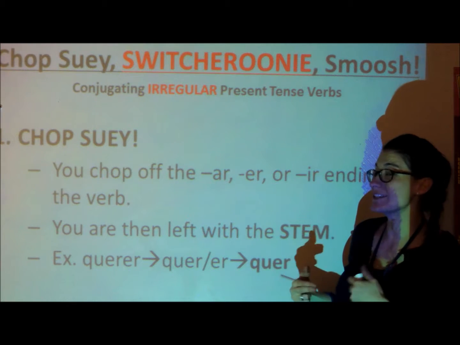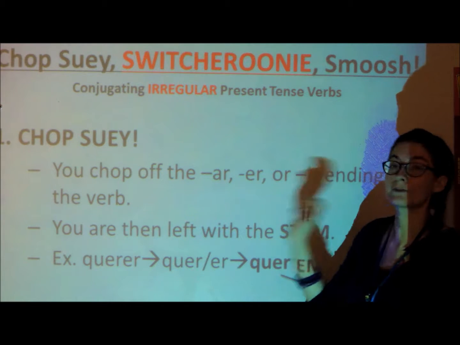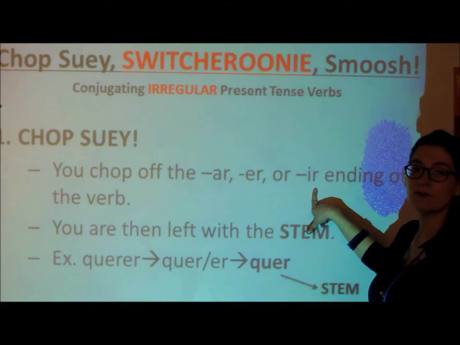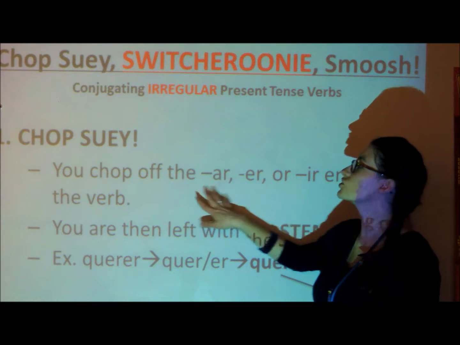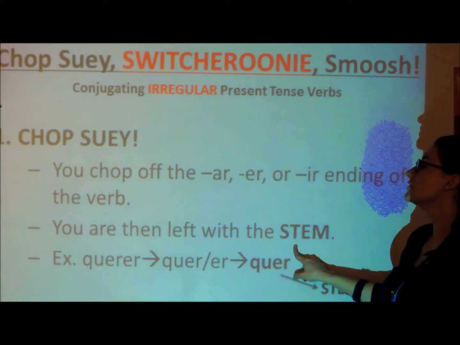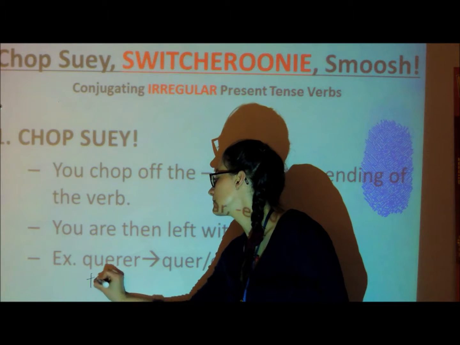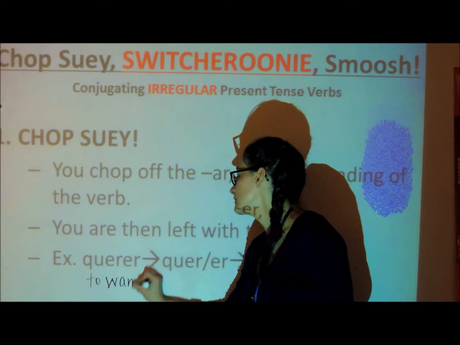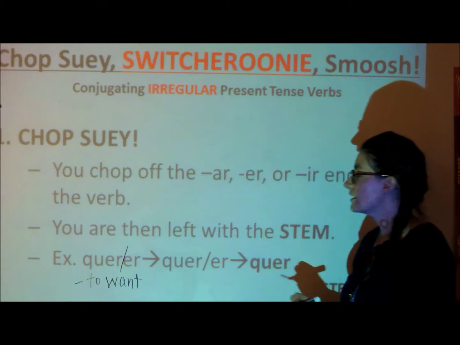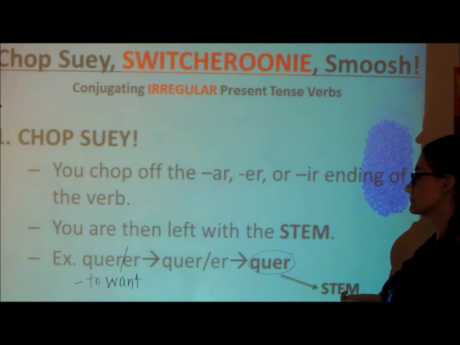All right, so just as a review, let's go through chop suey. As we talked about in the last video, there are three types of infinitives: the AR, ER, or IR infinitive verbs. What you do in the chop suey is that you chop off these endings and you are left with the stem. So for example, querer means to want, just so that you know. When you chop off the ER, you're left with this stem. This is our stem. Okay?